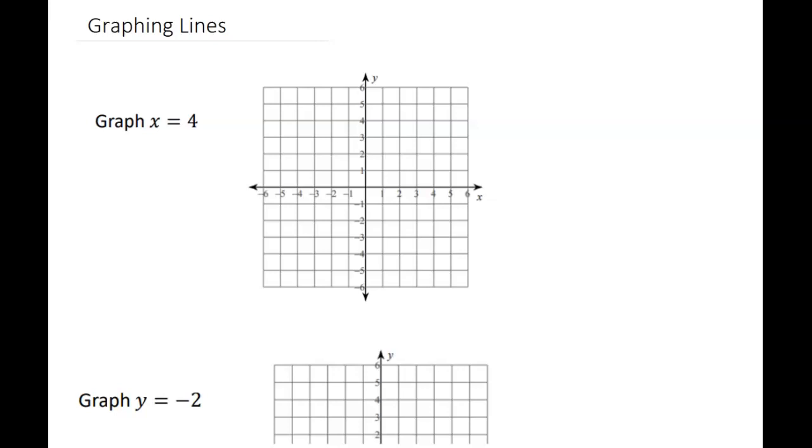Just to review how to graph lines. Okay, I think after I show you this, it's going to come back to you. All right, so the first thing we want to graph is x equals 4.